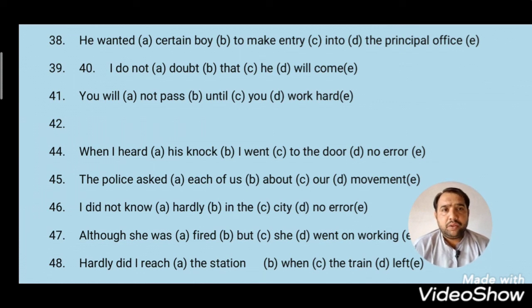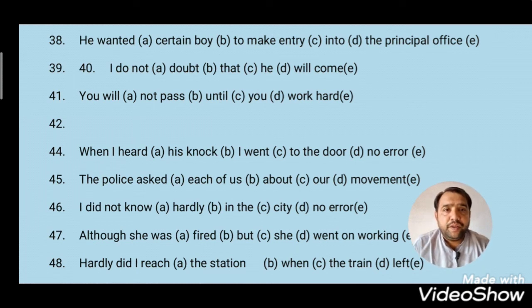But when we are going to make this structure in affirmative sense, here we need that. If I say I doubt that he will come, but when we make it negative, here that must be omitted and replaced by the conjunction whether. So here it becomes I do not doubt whether he will come.